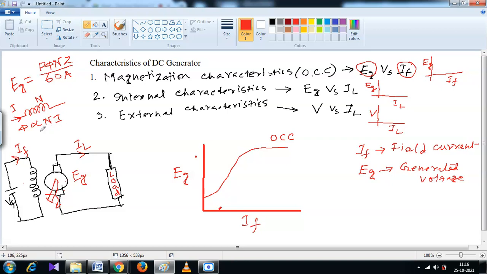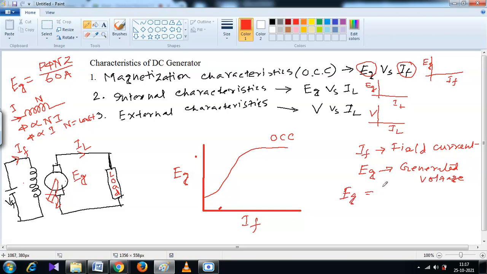If the number of turns is constant, then we can write phi proportional to I when N is constant. So the flux is proportional to the current. You can easily see that in the expression of Eg there is a phi. That means we can replace the phi by If. Can we replace that? How do we actually do that?